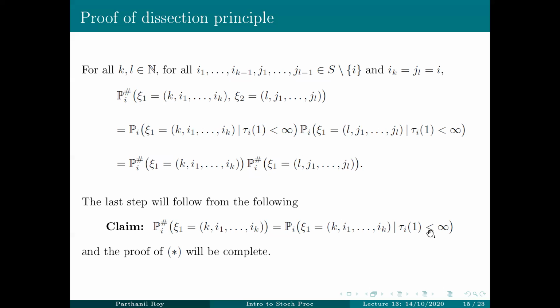So therefore, we just have to prove this claim. And in the claim, what is the difficulty? The difficulty is that here you have conditioning with respect to both the first and second return times being finite. Here we are getting rid of one of the conditions; the second return time being finite is sort of not needed, is what we are saying. But we'll have to show it. So essentially, the proof of the dissection principle will be complete, provided we prove the claim.